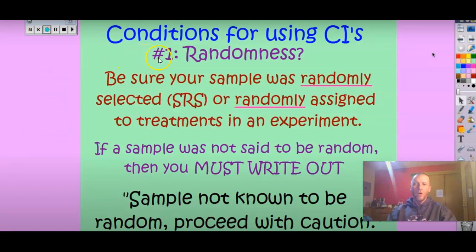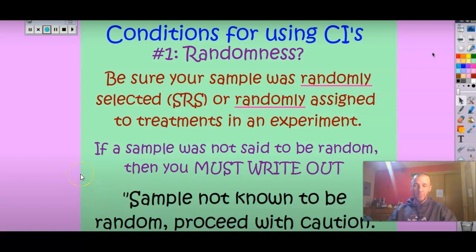Number one, was the data collected randomly? Be sure your sample was randomly selected, an SRS, or randomly assigned to treatments in an experiment. The fact is, we're going to be reading about someone else's work, so you're not going to be designing it. You're going to have to say, hey, it was stated that it was random. This is legit. If it doesn't say in there that it was random, you need to write this or some variation of it: sample was not known to be random. We will proceed with caution.